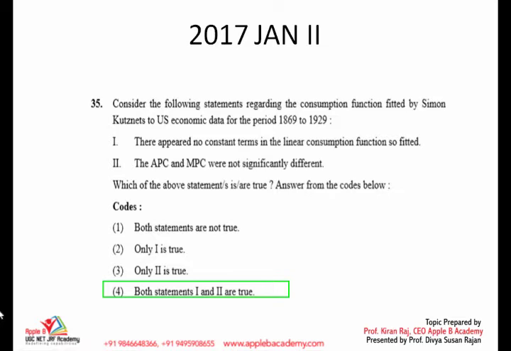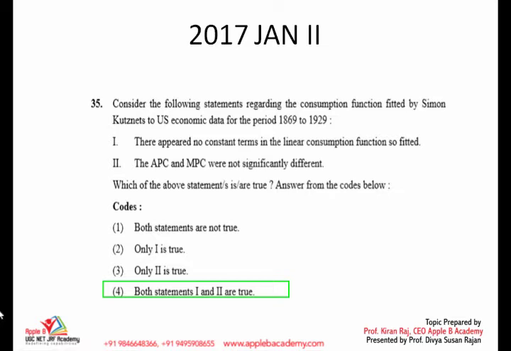According to the Kuznets paradox, or the Kuznets consumption theory, the first point that was insisted upon was that there exists a relationship between APC and MPC which is not different. That is to say, APC is equal to MPC, or in other words, APC turned out to be constant in the long run. This is clearly reflected in the second statement that has been given to us, stating that APC and MPC are not significantly different. This means that APC is equal to MPC, which has been correctly stated in the Simon Kuznets theory.